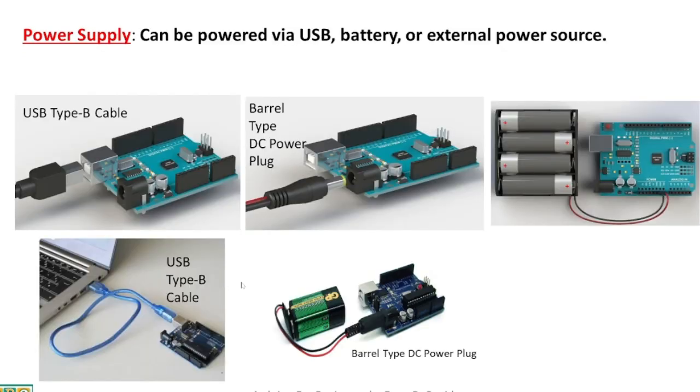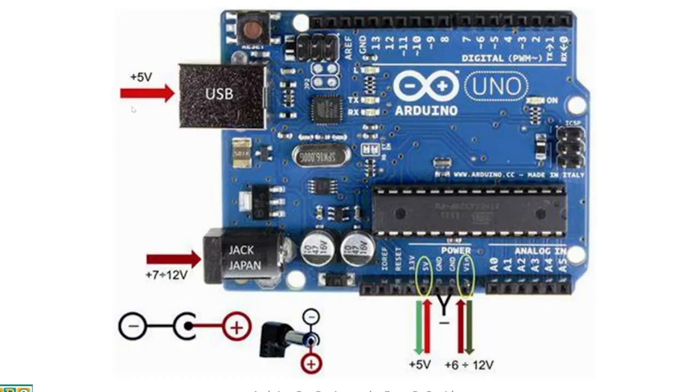Now, for power supply, we can connect the USB Type B to our Arduino to power it up, or you can use the barrel type plug that is connected to a 9 volts battery. And you can also use the external battery source connected to the voltage and ground pins of our Arduino board. Now, the USB here is fixed to 5 volts, but the barrel jack can accept from 7 to 12 volts. And on this part, we can put 5 volts or 6 volts up to 12 volts.